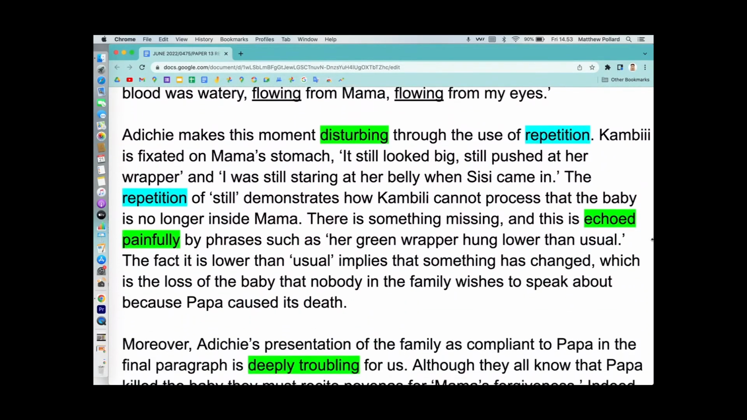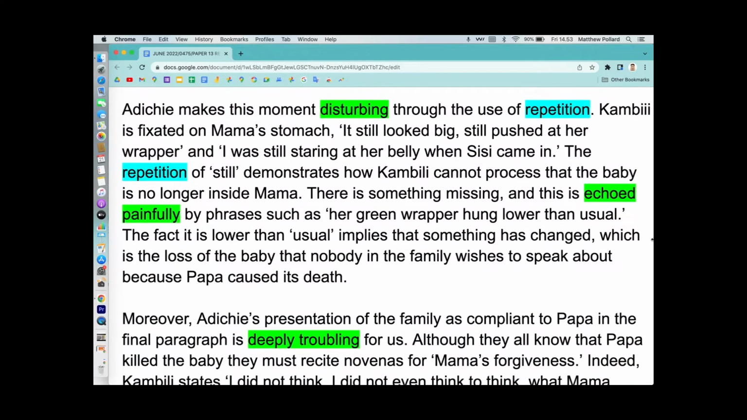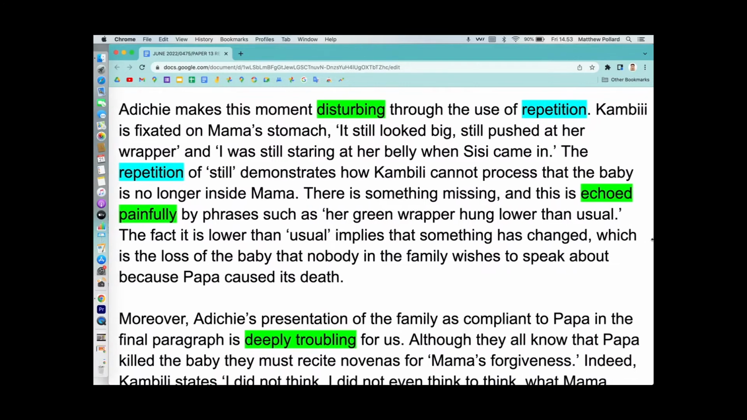Okay. Let's move on. Next paragraph. Adichie makes this moment disturbing through the use of repetition. Kambili is fixated on Mama's stomach.